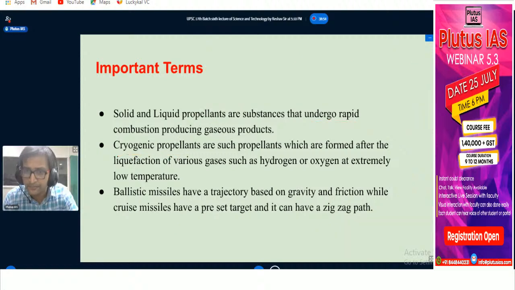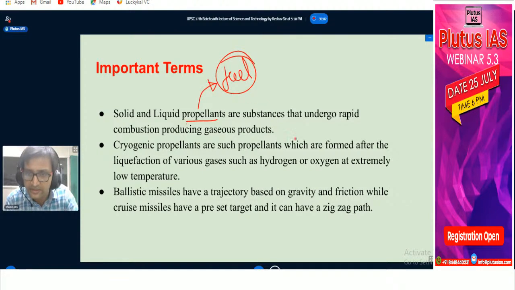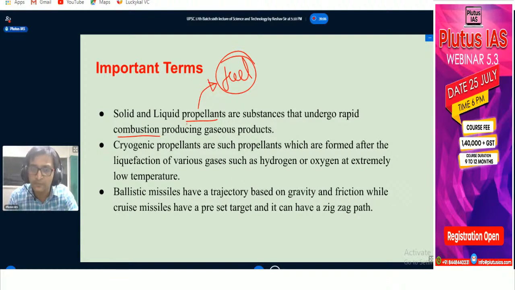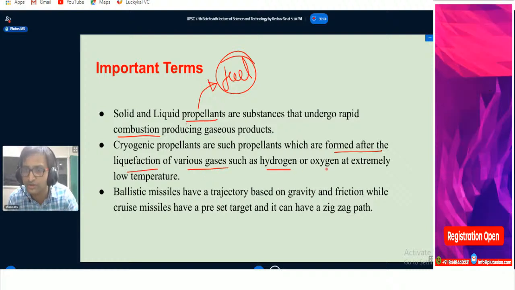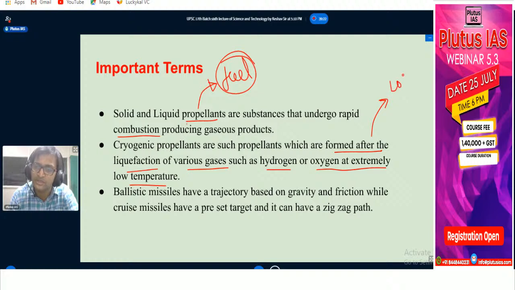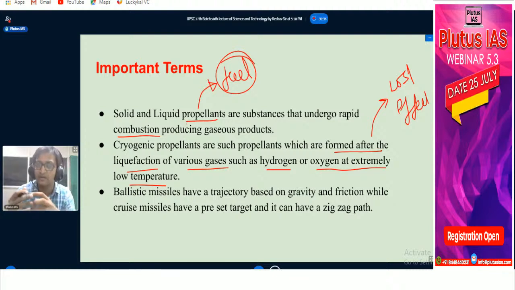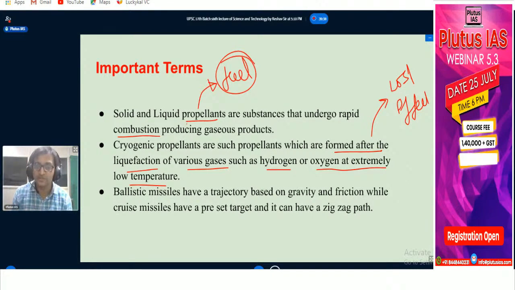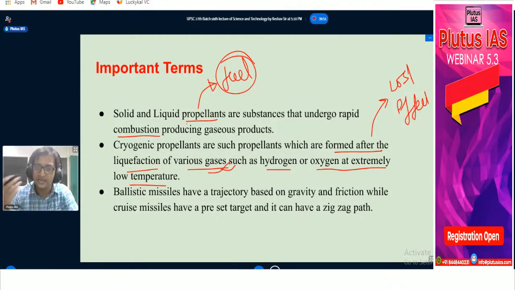Now come to here. This is solid and liquid propellant. Propellant means fuel, and with the help of air, their combustion takes place. Now, cryogenic propellant is such propellant which is formed after the liquefaction of various gases such as hydrogen or oxygen at extremely low temperature. So it is not cost effective, because if you have to maintain such low temperature, you have to add some oxidizer or some other supplementary material, so that temperature can be maintained. So cryogenic is very much useful, but it is not cost effective. Clear? So it is the liquefaction of various gases like hydrogen and oxygen mainly.